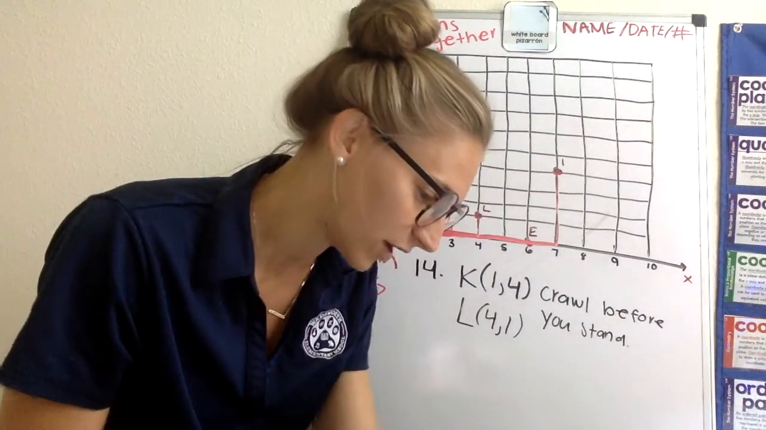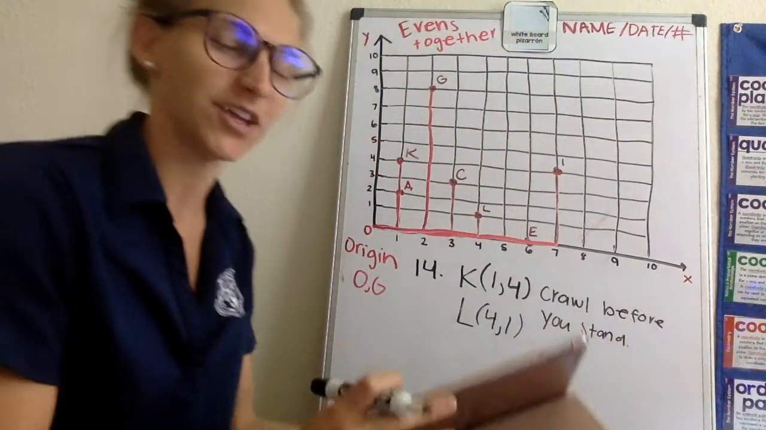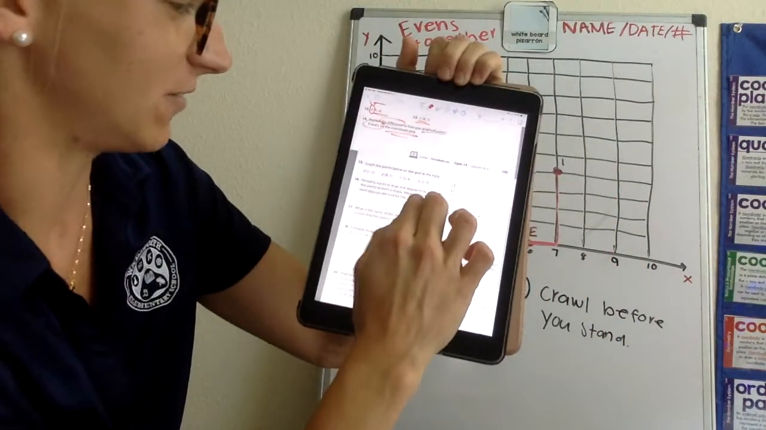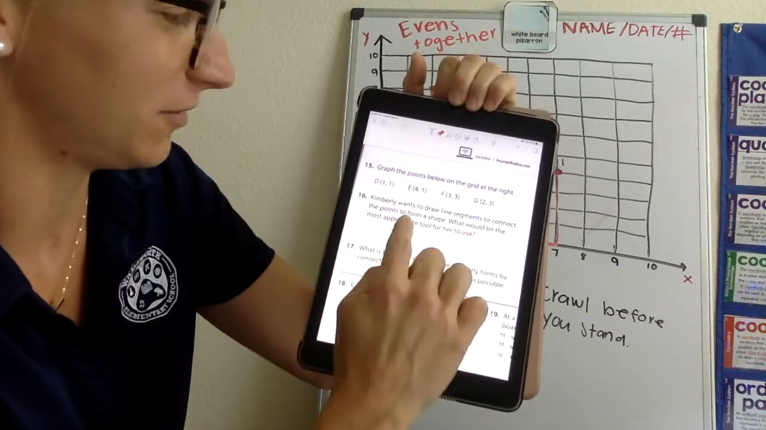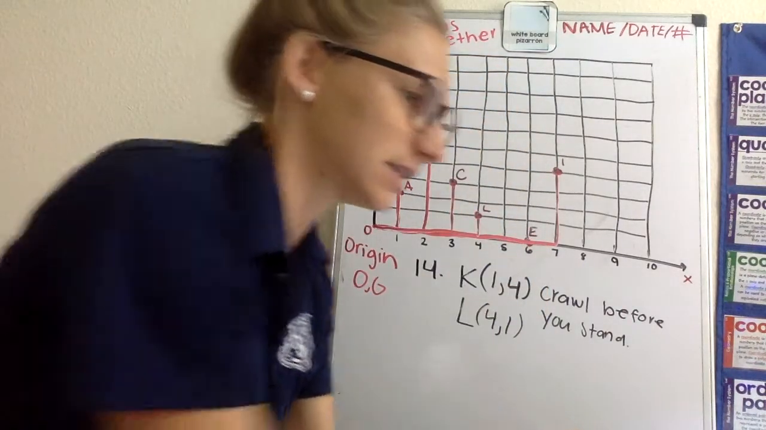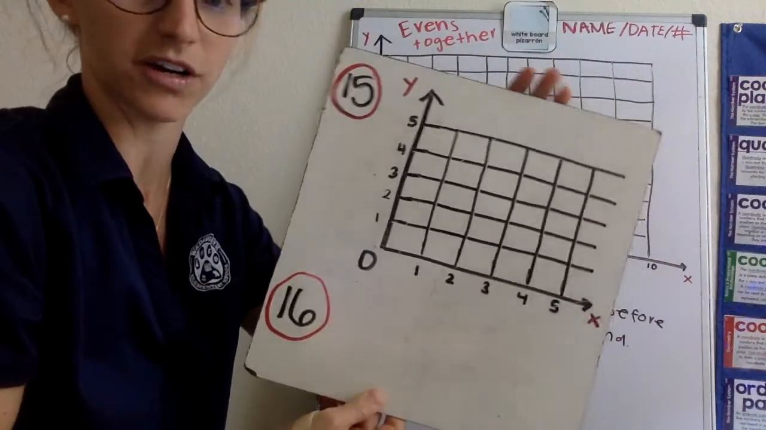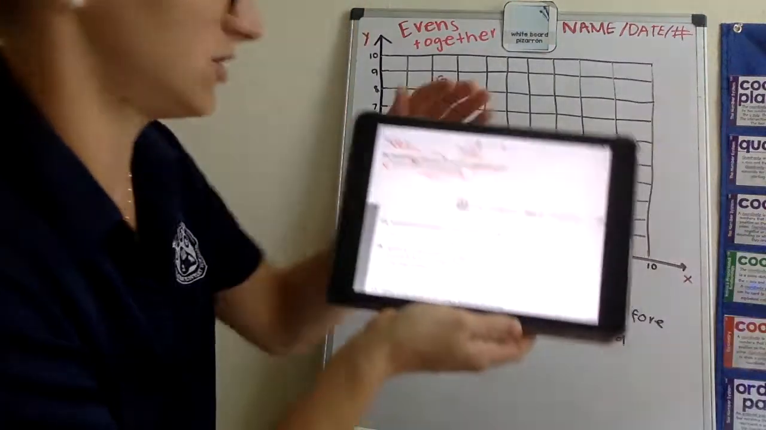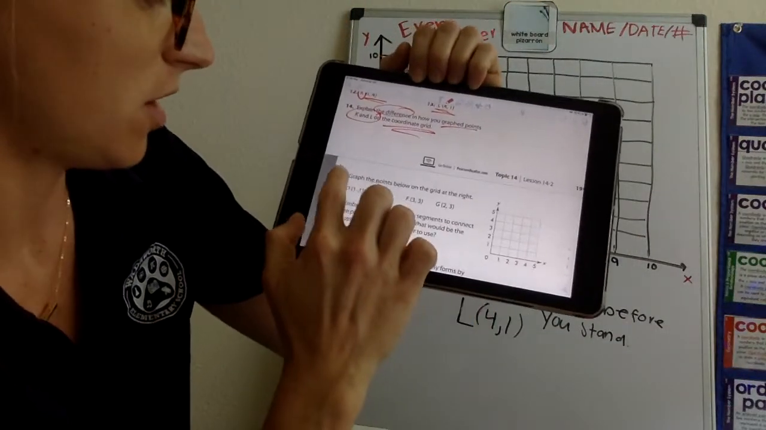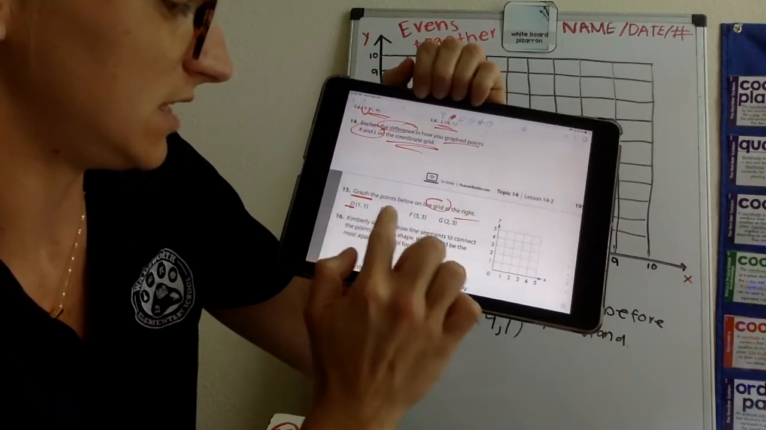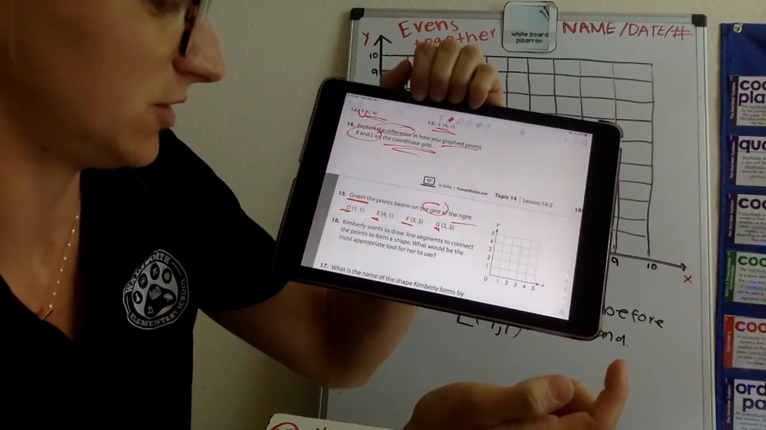Alrighty, let's move on to number 16. Now you also kind of get another freebie with this one because number 16 requires you to piggyback off number 15. So you guys are lucky. I got this board already pre-made for us. Number 15 says, graph the points below on the grid to the right. So we have D, E, F, and G, okay?